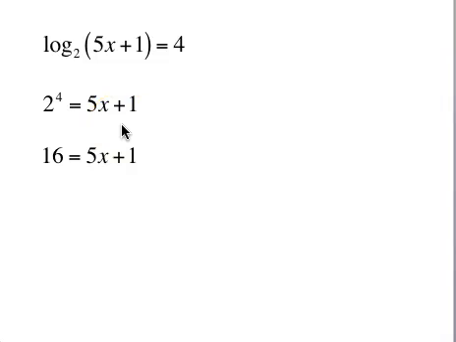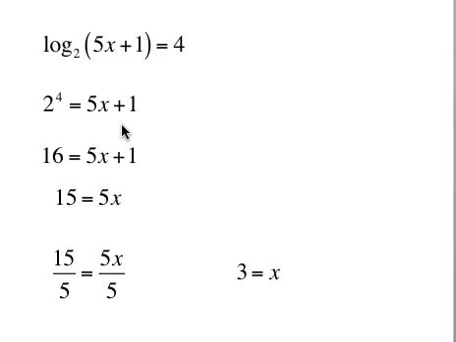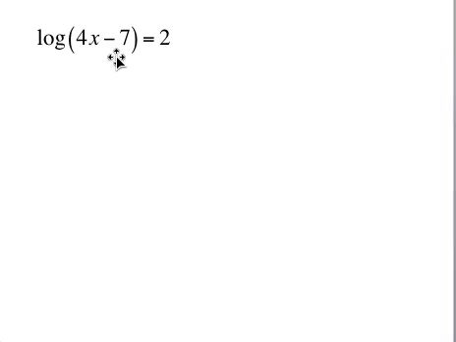Subtracting 1 from both sides, we get 15 is 5x. And then dividing by 5, 15 divided by 5 is 3, and we get 3 is x. You've got to make sure that your answer leaves an argument of a function that's positive. 5 times 3 is 15, plus 1 is 16, so that's fine. If you plug in the number and the result were negative, then that is not a solution, because a log function is only defined for positive numbers. 0 not acceptable, negative numbers not acceptable.